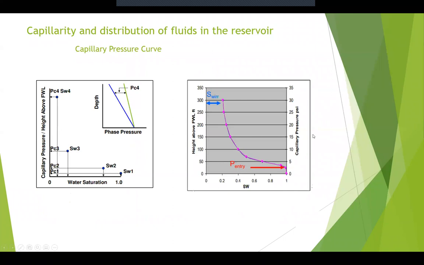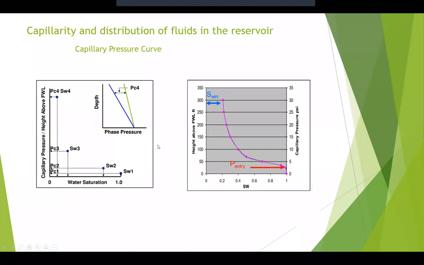So now, having this saturation for each height above the free water level, we can assume we are at zero, at the free water level in the reservoir. 50 meters above this height, we can get this saturation. 100 meters above this height, we can get this saturation. 150, at this height, we can get this saturation. 200 meters, we can get this saturation. So this is the importance of this curve. We can use this curve to distribute the saturation across the reservoir.